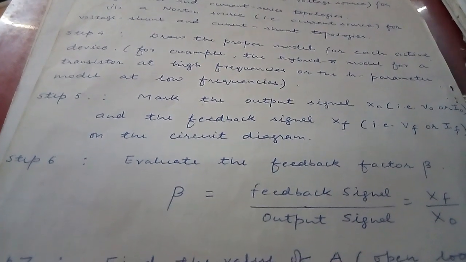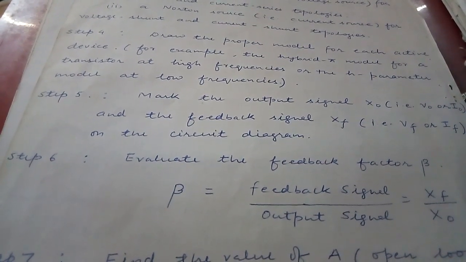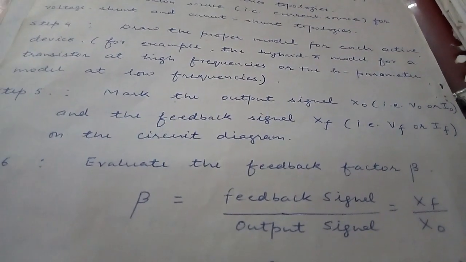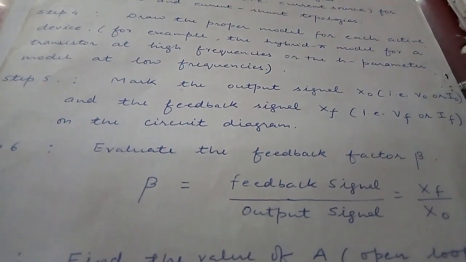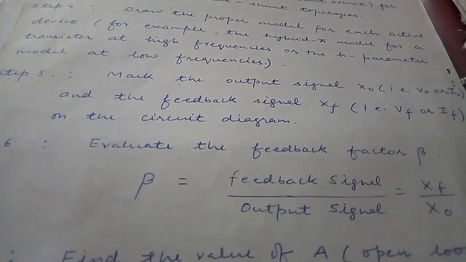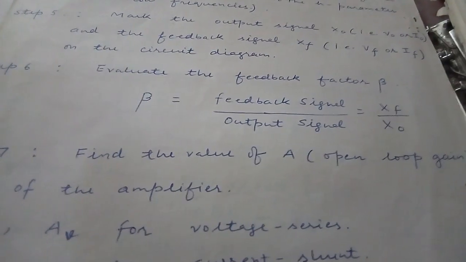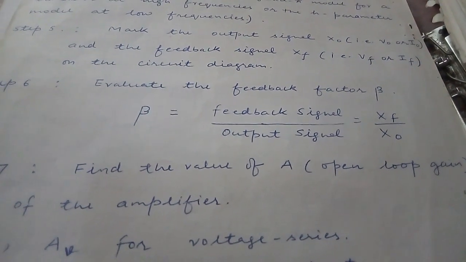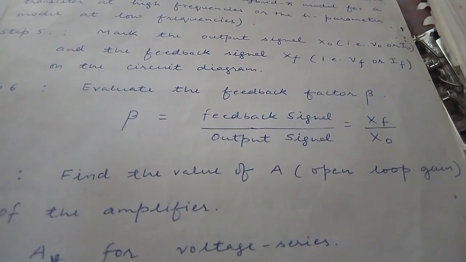If the mixing is of series type, we will mark VF, and in case of shunt mixing, we will mark IF. So in this step, we will have to mark the output signal X0, whether it is V0 or I0, and the feedback signal XF, whether it is VF or IF. After that, we will have to evaluate the feedback factor beta. What is beta? Beta is basically XF upon X0, feedback signal upon output signal.